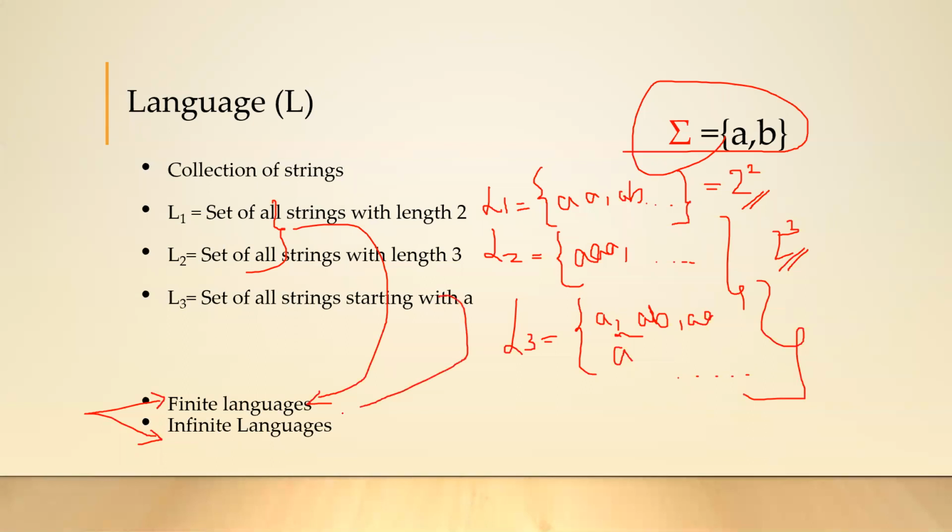L3, the set of all strings which start with A. I have no control over it. I can go on writing. I say it comes under a category called infinite languages.